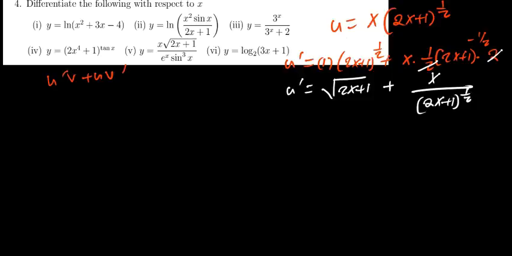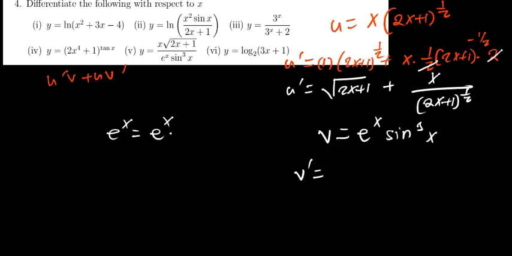When I reach this point, v is e raised to the power x sine to the power 3, like that. Now how do we differentiate for v prime? These are two functions, so I'm going to use the product rule again. You differentiate this: the derivative of e to the power x is e to the power x times the derivative of the power, so that becomes e to the power x still. Keep this constant, plus, then you keep this constant times the derivative of sine x.